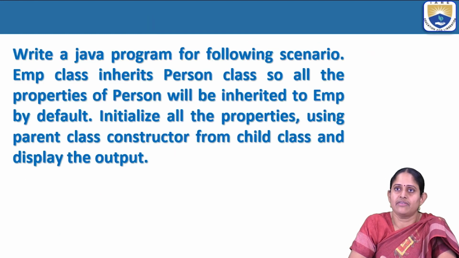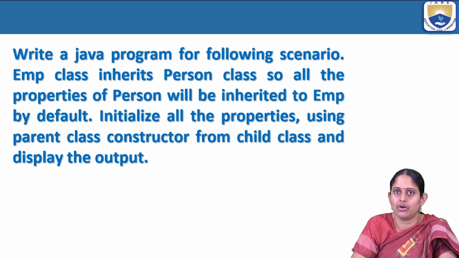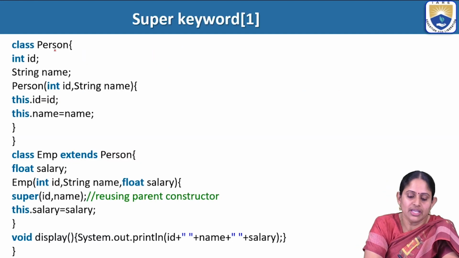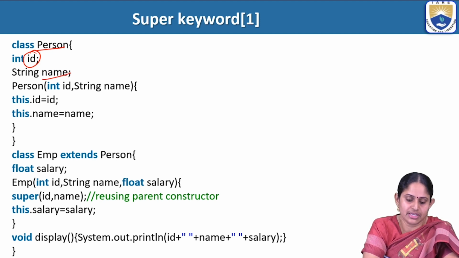Next is to write a Java program wherein there is an employee class which inherits the person class. All the properties of the person will be inherited by the employee, and initialize all the properties using the parent class constructor from the child class and display the output. So here we have the person class. The person class has its instance variables ID and name, which is of string type.